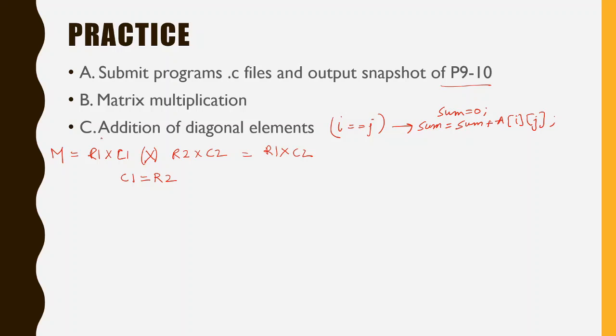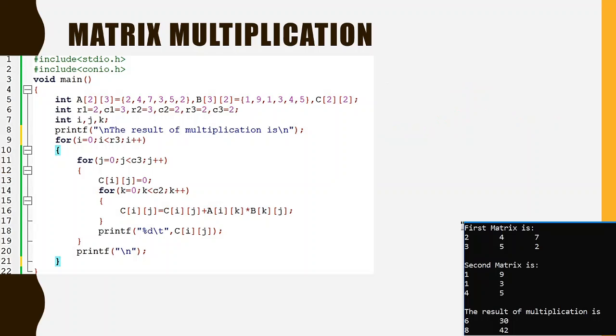So first you have to take input, as this input can be A, this input can be B, and the output can be C, and C has to be R1 cross C2. You have to first check whether C1 is equal to R2 or not. If it does not happen, then you can print an error. Right, this is the logic for matrix multiplication.